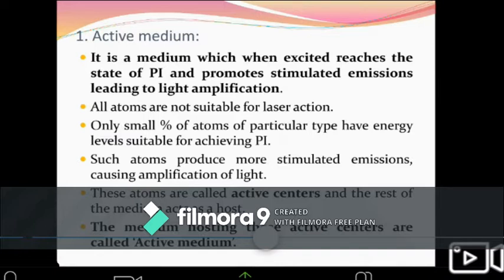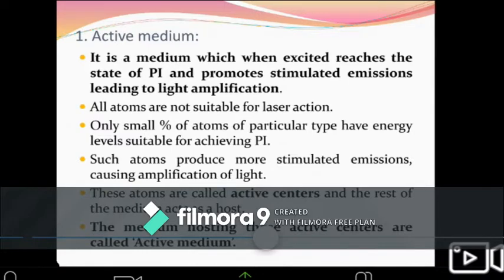So in a medium there may be other atoms also. They may not be actively participating in achieving the population inversion. There is only a small percentage of a particular type of atoms where you can achieve population inversion. That finally creates the stimulated emission and the amplification of light.